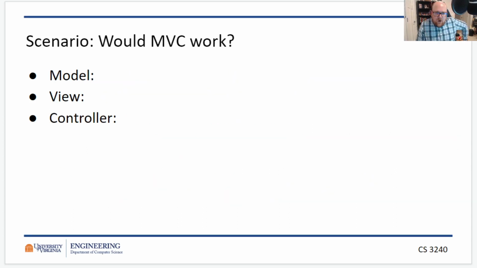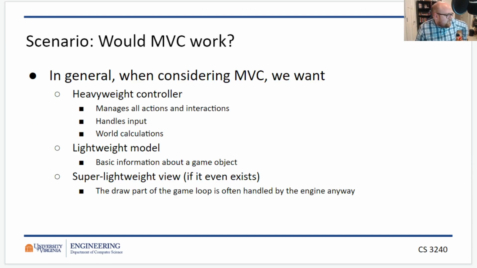Would MVC work to solve this problem? Can anyone think of a way that maybe we could use MVC to solve this problem? Well, we could have a very heavyweight controller that manages all the actions and interactions between each of these entities. It handles the input, it handles the calculations. We then have a lightweight model that's just basic information about a given game object, and a very, very lightweight view, if we even have it, if it's not just command line, which is the draw part of the game loop. We could do it that way.